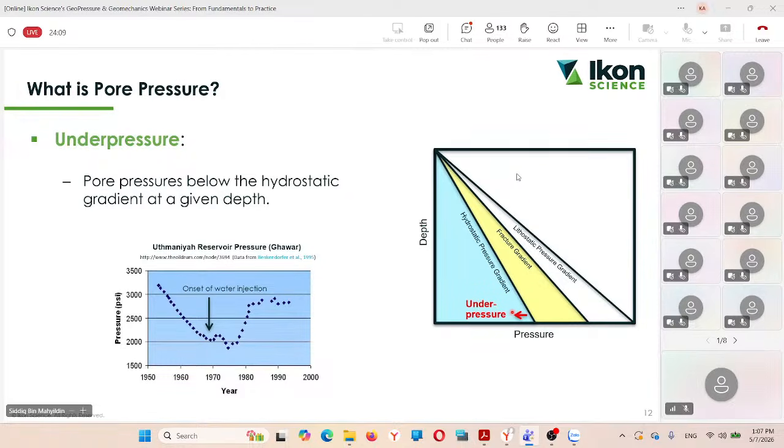For example, we have quick fault activities, and then the drainage of the pressure to another part of the reservoir. Then you will see the drop in the pressure under hydrostatic, but over geological age, it will be in equilibrium and it will go back to hydrostatic basically. So the most common reason for seeing under pressure is depletion itself.